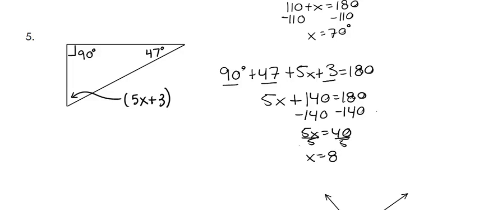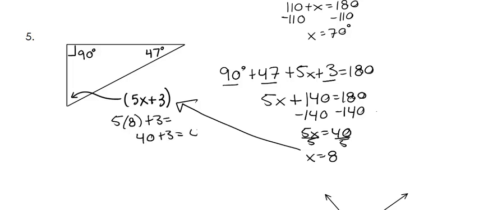But I'm not quite done because I have to plug that back in to this expression here. Figure out what that angle is. It's 5 times 8 plus 3. Which is 40 plus 3, 43 degrees for the unknown angle.